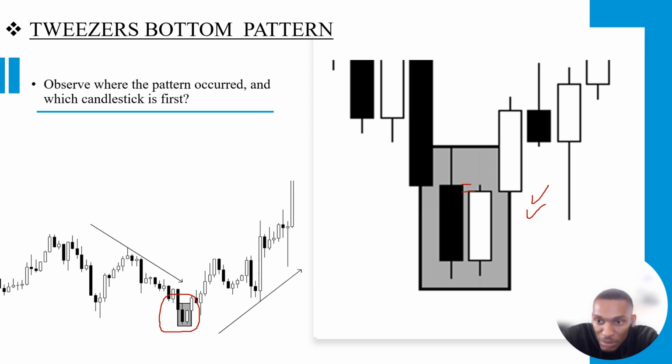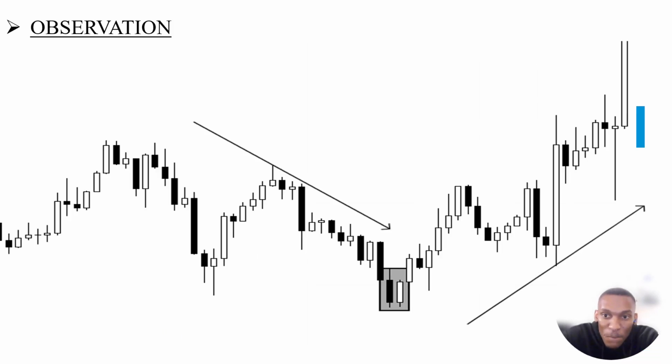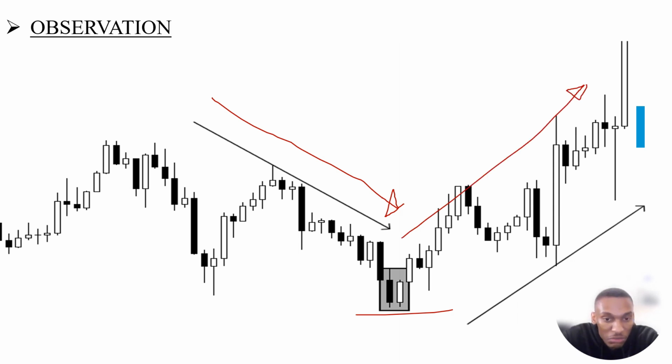For a tweezer top, the first candlestick is bullish, followed by the bearish one. But in this case we have a tweezer bottom. The first one is bearish, followed by the bullish one. Okay, great. Let's observe what happens if we get this pattern. In this case, we got it at the bottom of a downtrend, and then the market changed its direction.